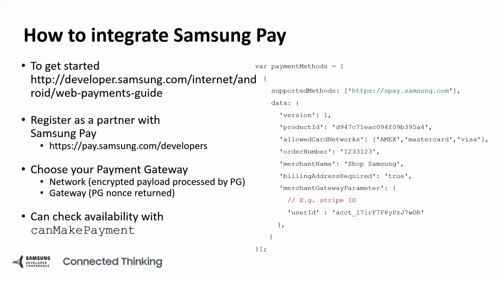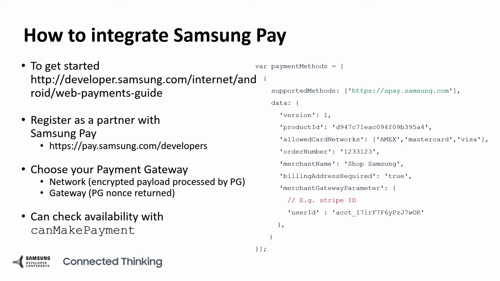The key here is our payment method URL. It's spay.samsung.com. There's some configuration data that you need to provide, just a few key ones. The product ID is that alphanumeric string I talked about from our portal. Things like card network, order number, merchant name, I think are very self-explanatory. There are some optional parameters you can request, things like billing address required. Our integration guide covers the optional parameters in more detail. And then the last one is the merchant gateway parameter. If you use a payment gateway like Stripe, you insert that identifier. And that's basically it. This is all you need to add as a payment method, and you have Samsung Pay enabled.